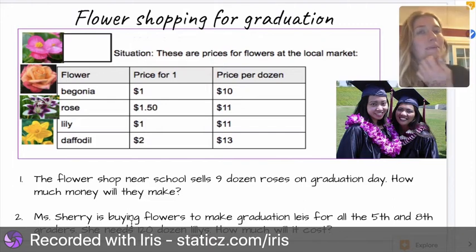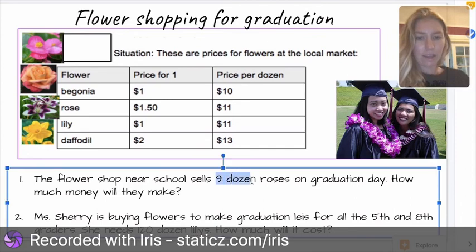One of the groups, and I'm sorry, I don't remember who it was, said that graduation is a time when people buy a lot of flowers. So today I wrote 2 problems for you about graduation. In the first one, the flower shop near school sells 9 dozen roses on graduation day. So already in my head, I'm thinking, okay, 9 dozen roses. So that's telling me where to look in my problem. And the question is, how much money will they make?